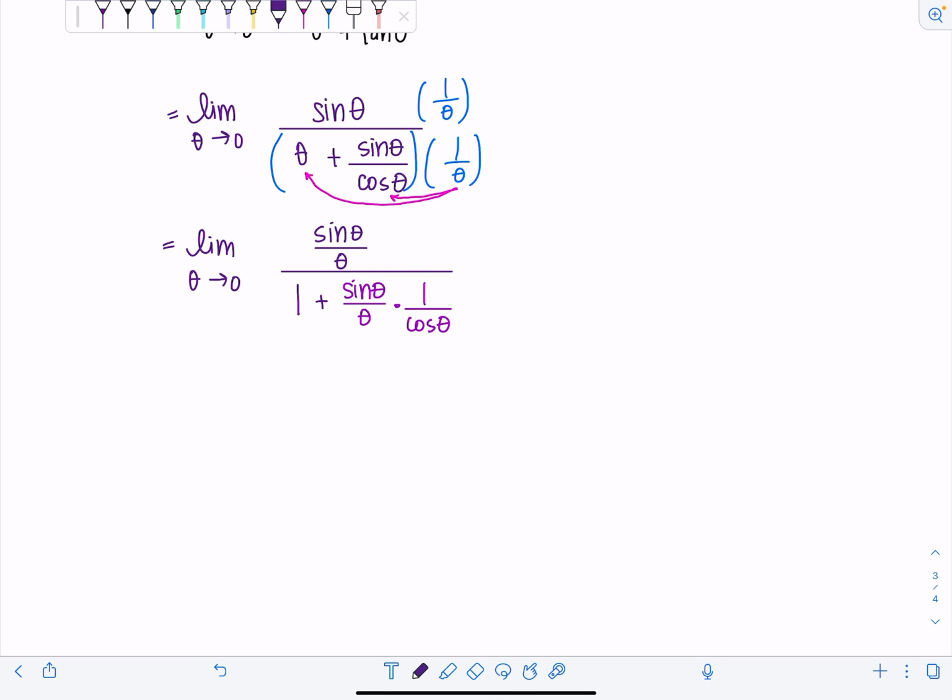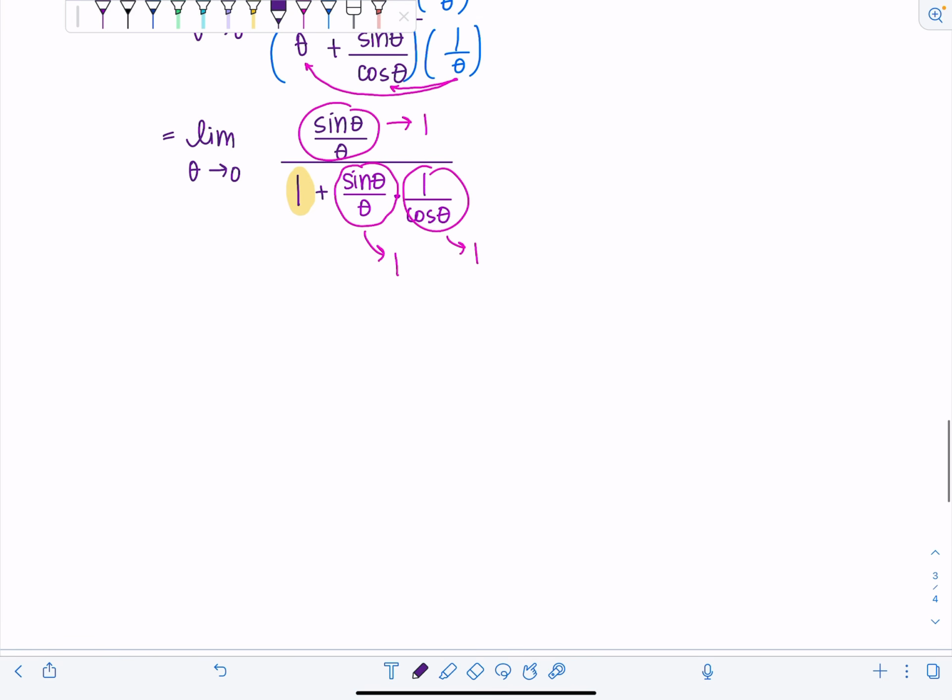You guys, we're done. So sine of theta over theta, that will approach 1. This 1 is a constant, so that's staying 1. This sine of theta over theta, that's going to 1. What about 1 over cosine theta? You remember what cosine of theta is when theta approaches 0? Cosine of 0 is 1. So 1 over 1, this is just going to 1. Okay. That was a little bit sneaky, huh? So you've got 1 over 1 plus 1, which is 1/2.